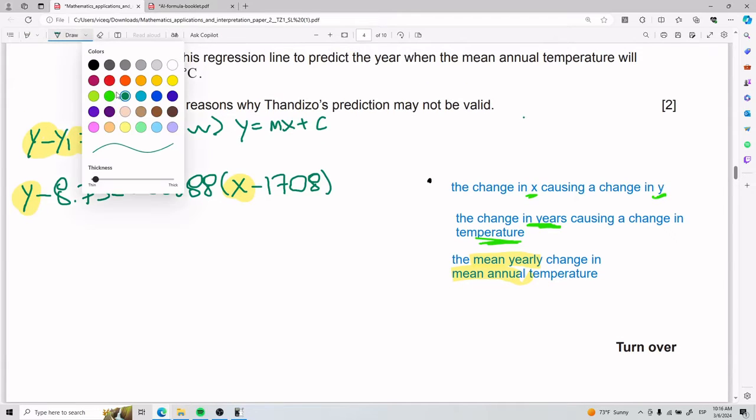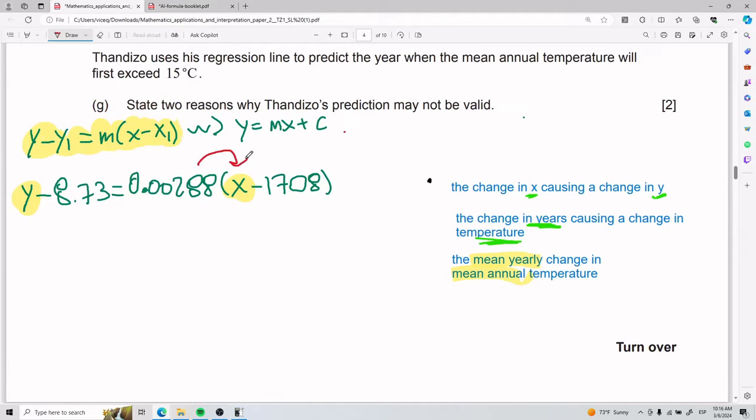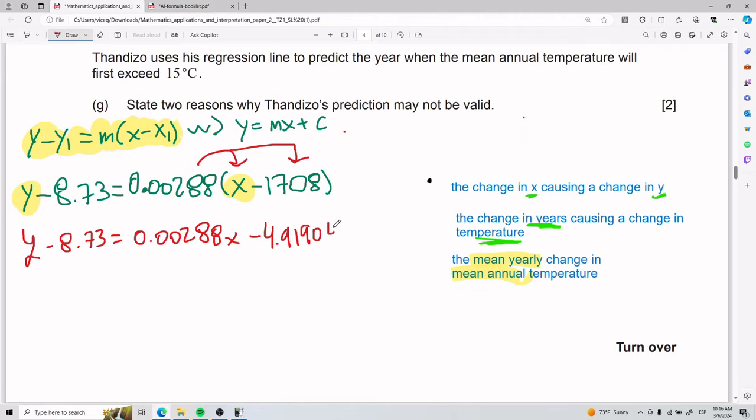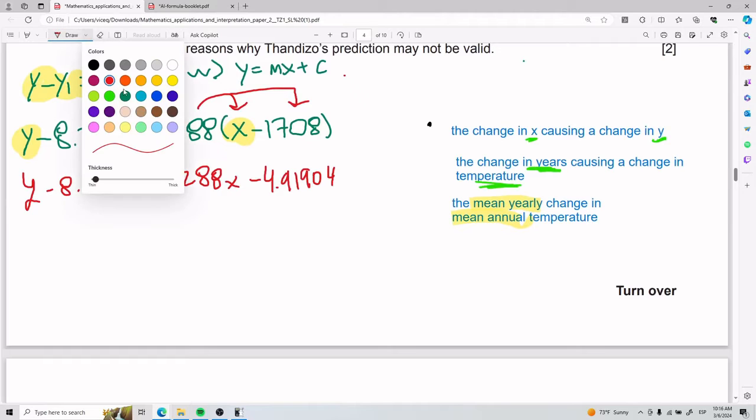What I suggest is first deal with this parentheses. So multiply here, multiply here. So y minus 8.73 equals 0.00288x minus whatever that number is we're about to find out. So 0.00288 times negative 1708. There it is, minus 4.91904.